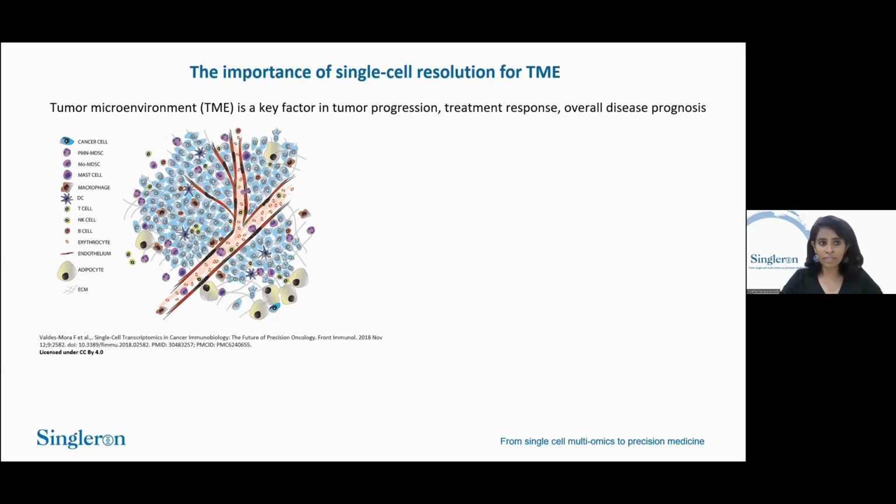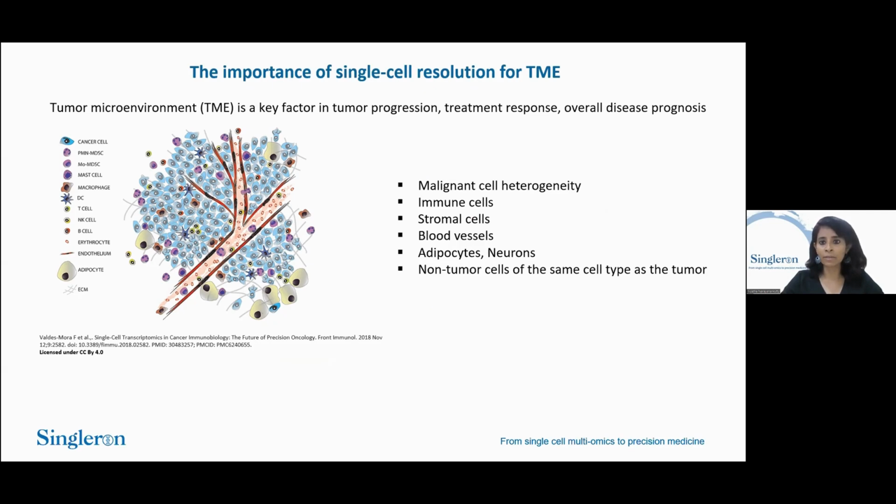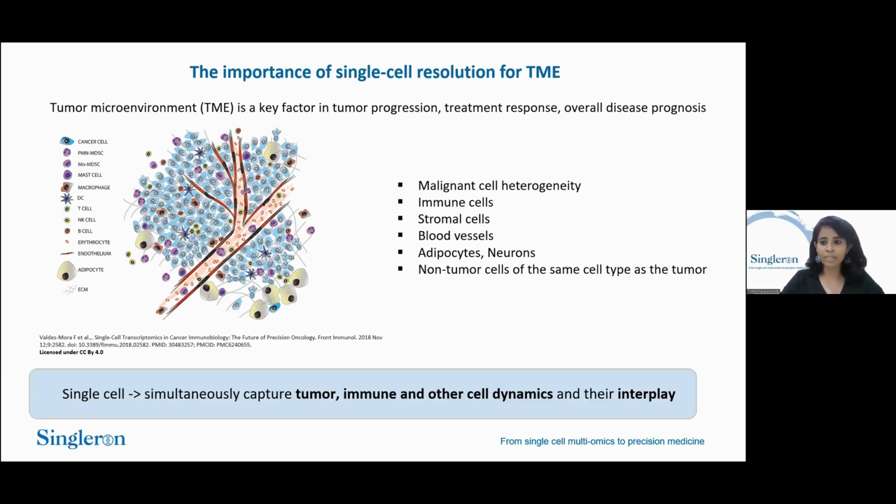The topic of our webinar today, the tumor microenvironment, is a sample that fits right in because it's important to understand this complex microenvironment since it's a very key factor in understanding tumor progression, response to a treatment, and overall disease prognosis. This is because this particular environment has a whole range of different cell types. You have the cancer cells, immune cells, stromal cells, blood vessels, and depending on the tumor, you have adipocytes, neurons, etc., and of course, non-tumor cells of the same cell types. It becomes obvious that single-cell technologies such as single-cell sequencing and flow cytometry are both important because they help you not just capture these different cell types, but also understand the interaction between them, cell dynamics, and their interplay.